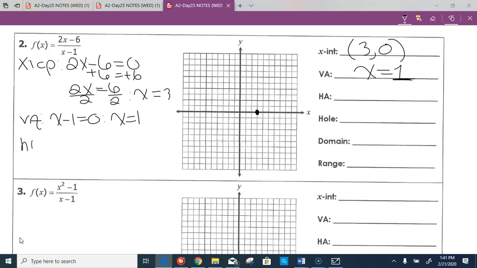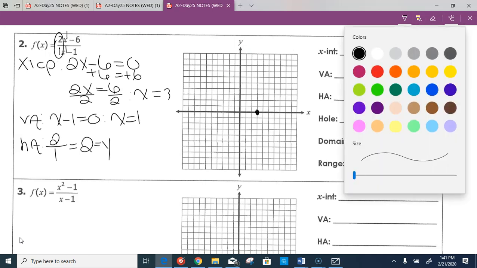So now let's look at the horizontal asymptote. We have to look at the exponents now. Don't forget that. Well, I have x to the first and x to the first. They have the same exponent. That means I have to use the leading coefficients, the number in front of the x's. So I'm going to take the leading coefficient of my top, which is 2, and the leading coefficient of the bottom, which is 1, and 2 divided by 1 is 2. So there is my horizontal asymptote.